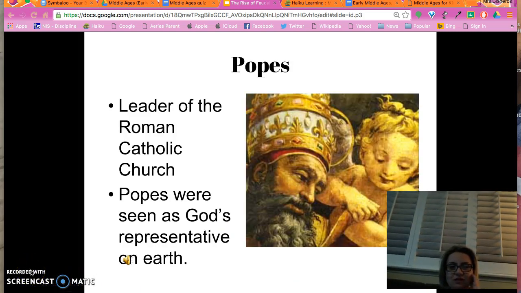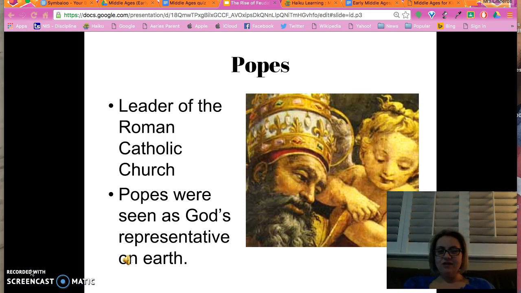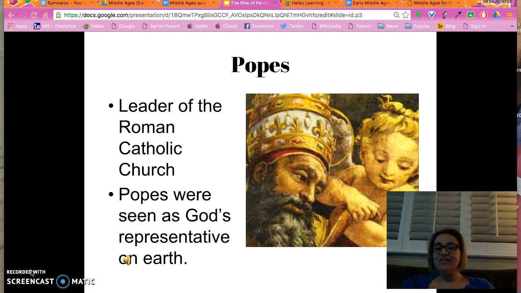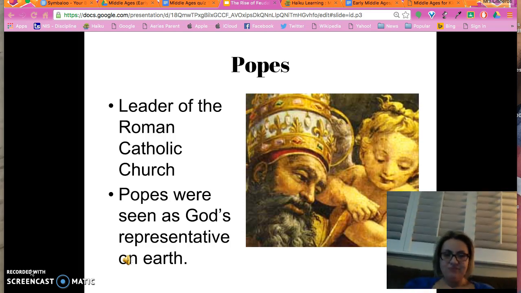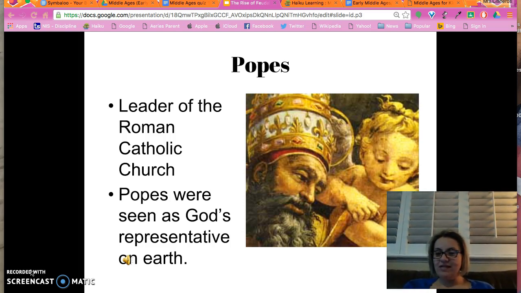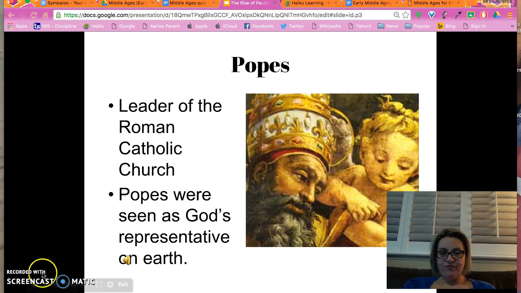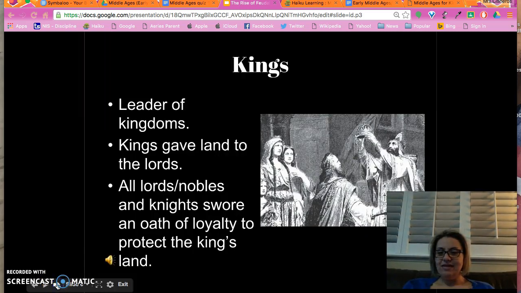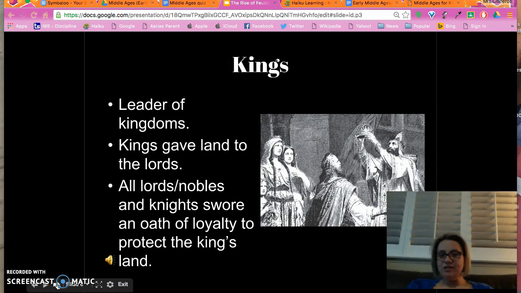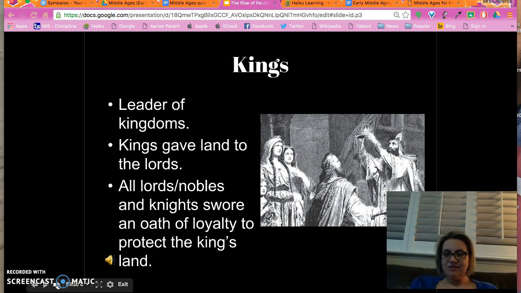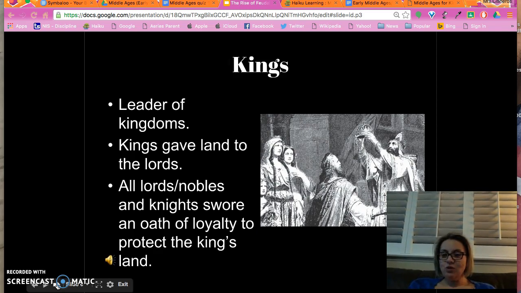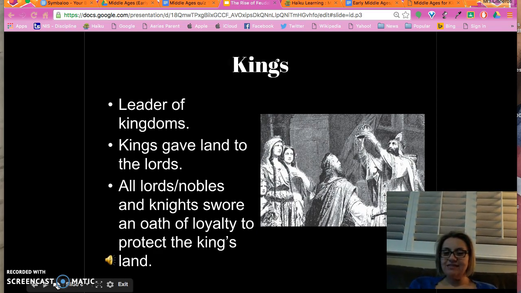The popes. So the popes, leader of the Roman Catholic Church, and popes were seen as God's representatives on earth. Kings. Kings were leaders of kingdoms. Kings gave land to the lords. All lords, nobles, and knights swore an oath of loyalty to protect the king's land.